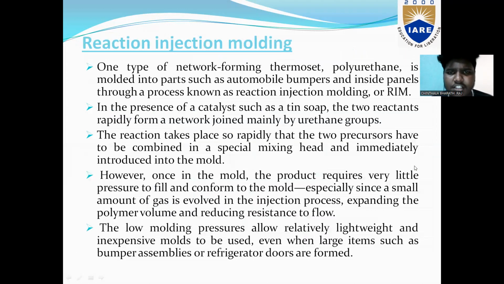Now, reaction injection molding. One type of network-forming thermoset is molded into parts such as automobile interior panels through a process known as reaction injection molding, or RIM. In the presence of a catalyst such as a tin soap, the two reactants rapidly form a network joined mainly by urethane groups. The reaction takes place so rapidly that the two precursors have to be combined in a special mixing head and immediately introduced into the mold.